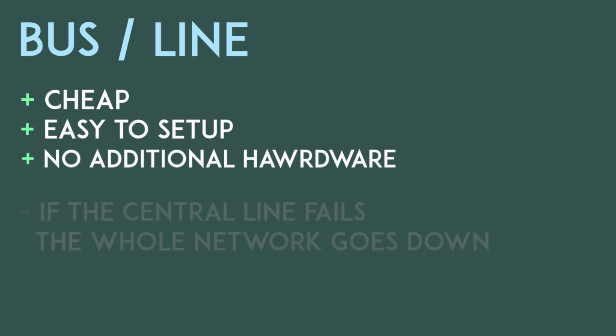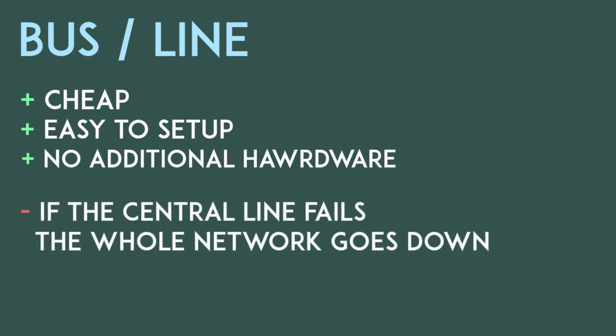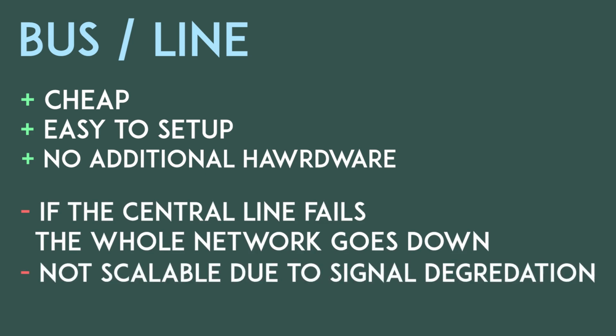But some negatives are, if the central line fails, then the whole network goes down. It cannot be too large as the central line will get too long and signal decreases with length, and security is poor as all computers on the network can see all transmissions.